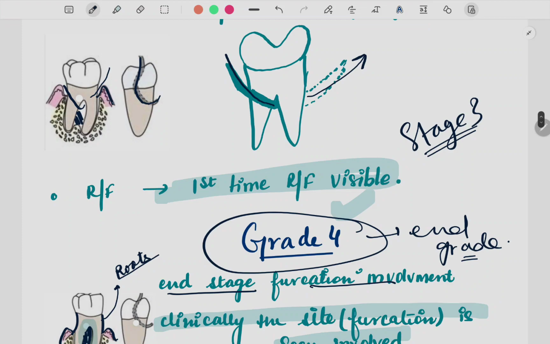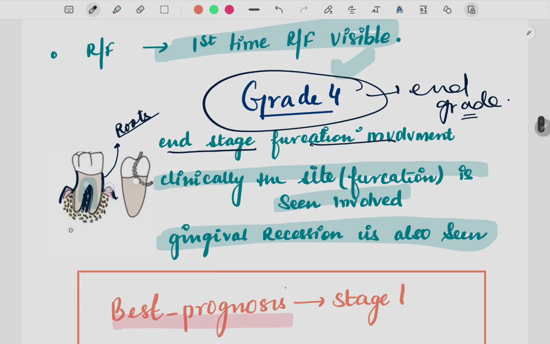See the gingiva height here, it was intact. Okay, but see the gingiva here, recession has completely taken place, it is completely gone, and the roots are going to be exposed here. That is what you say as grade 4.